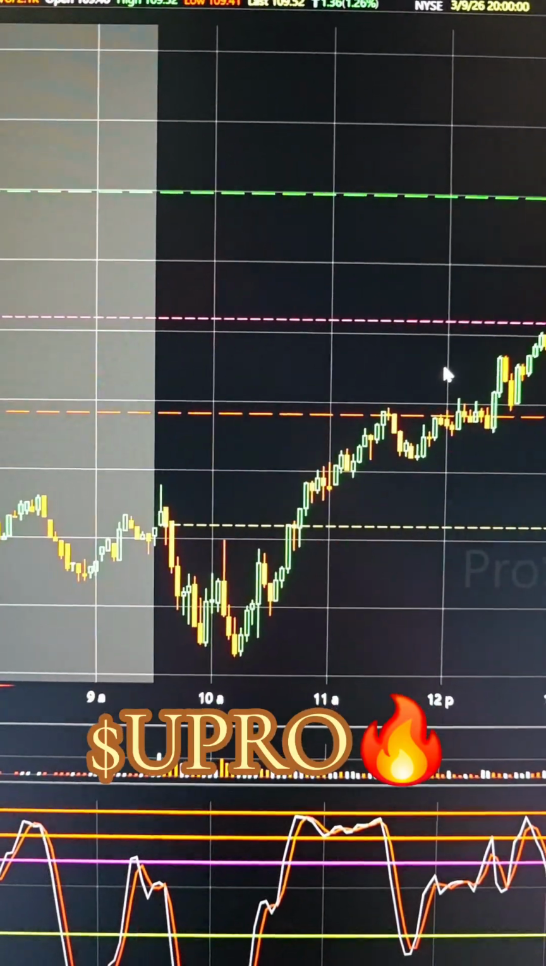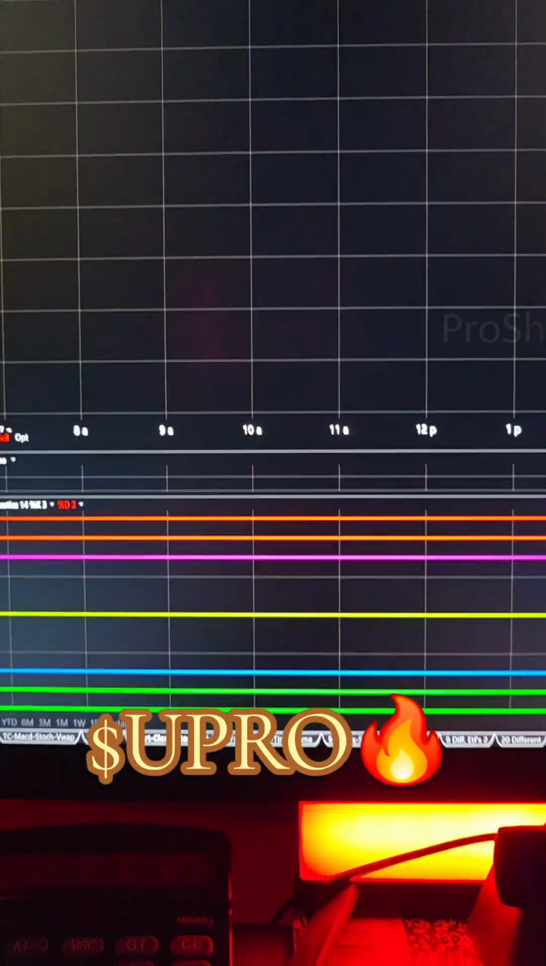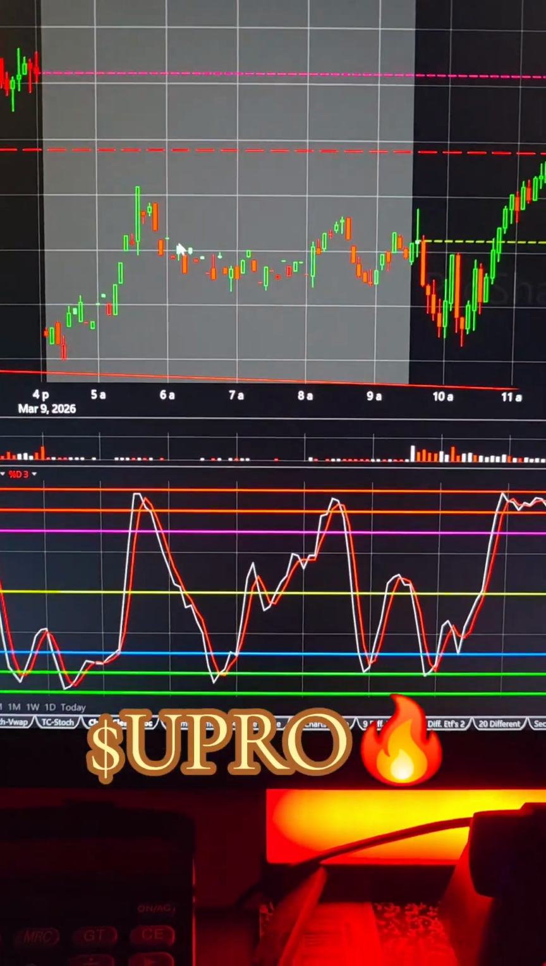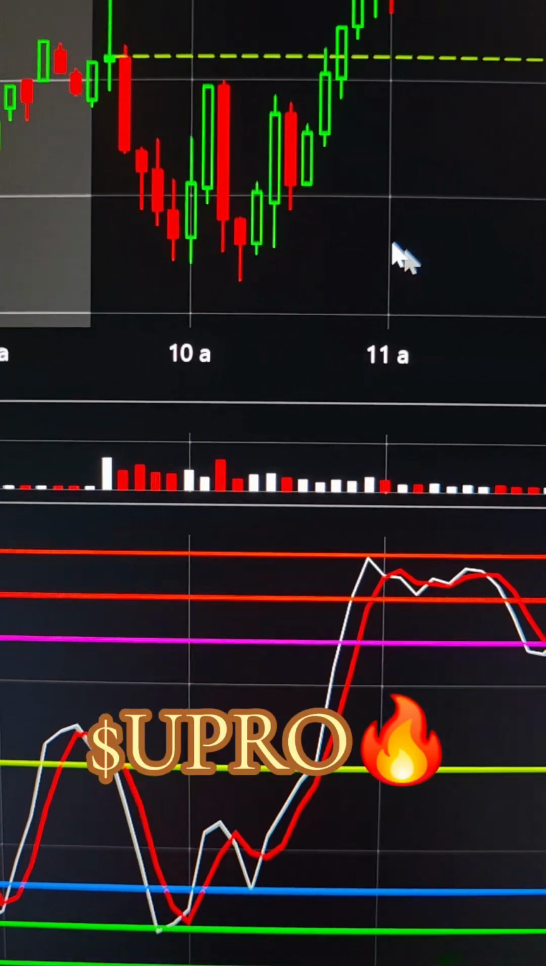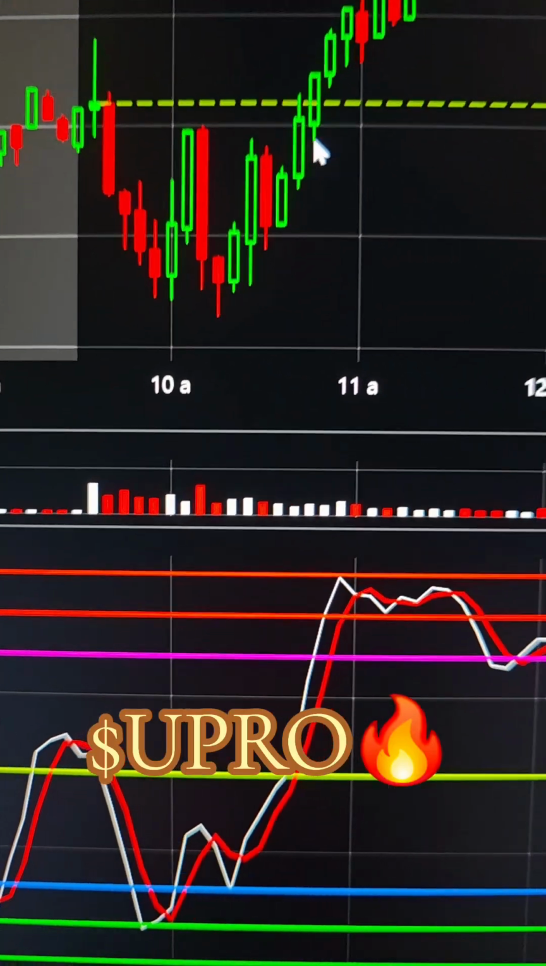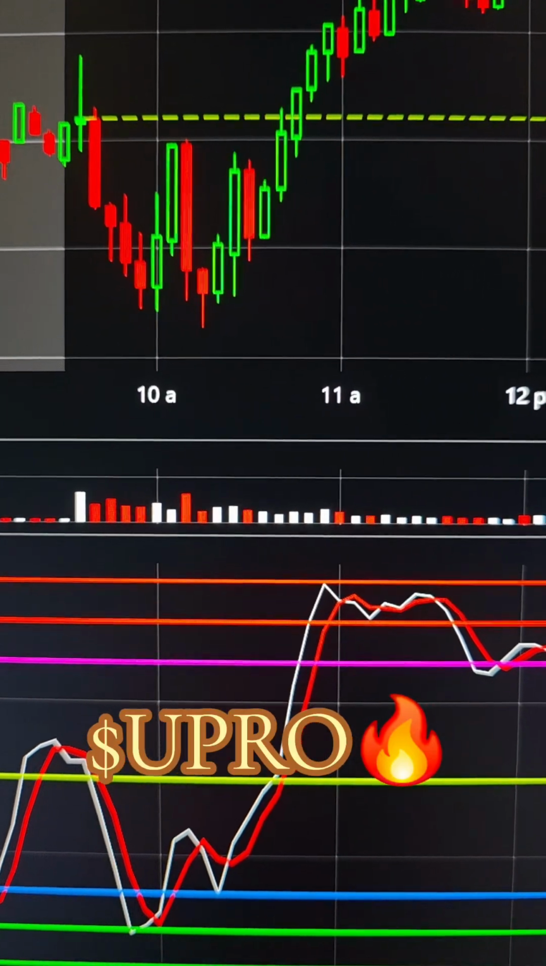Here we go, UPRO. Now this covers the S&P 500. Let's take a look at the 5-minute here. So again, this will not get good action pre-market. Then you had this kind of a mess here. 105 went below. See this? It's very choppy. You did have the break here of 105.